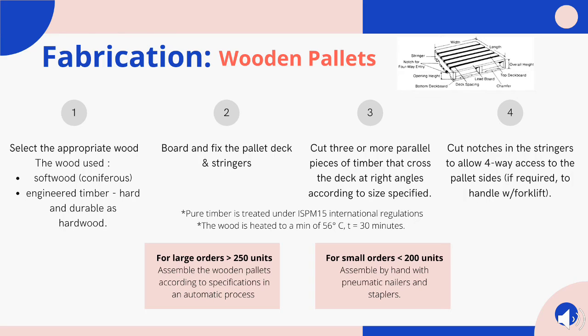And it's to be noted that pure timber is treated under the ISPM 15 international regulation in order to prevent different fungi and pests, so the wood must be heated to a minimum of 56 degrees over 30 minutes to kill the pests and minimize the moisture content of the wood. And then for large orders, more than 250 units, we assemble the wooden pallets according to the specifications in an automatic process where different types of equipment are used. But for small orders of less than 200 units, we use assembly by hand with pneumatic nailers and staplers.